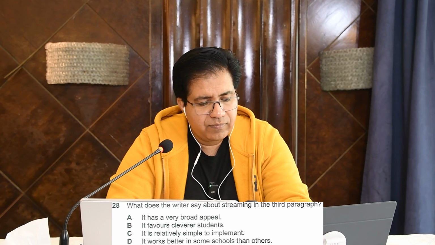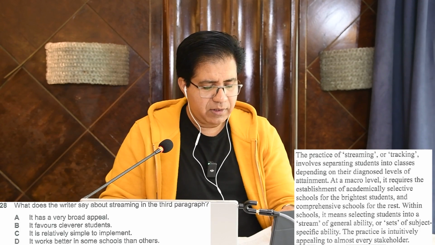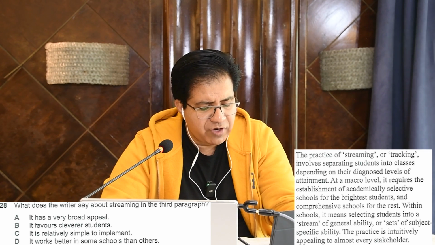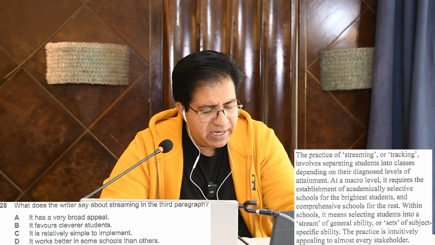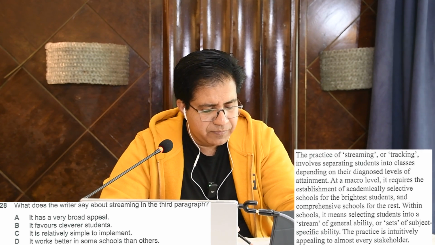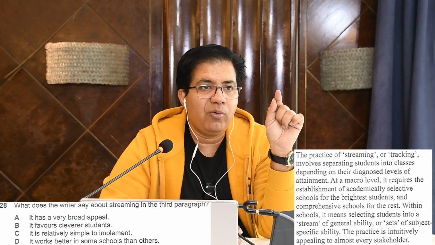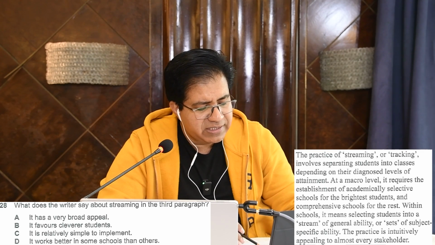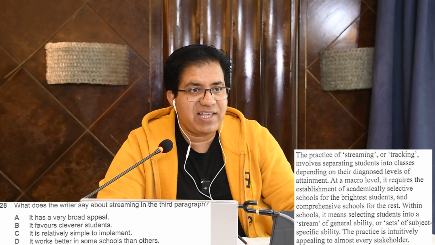Question number 28. What does the writer say about streaming in the 3rd paragraph? Streaming in 3rd paragraph. 1, 2, 3. The practice of streaming, found it? The practice of streaming or tracking involves separating students into classes depending on their diagnosed levels of attainment. At a macro level, it requires the establishment of academically selective schools. Macro means wide, micro means small. So, at macro level, it requires the establishment of academically selective schools for the brightest students and comprehensive schools for the rest. Rest means the remaining students.